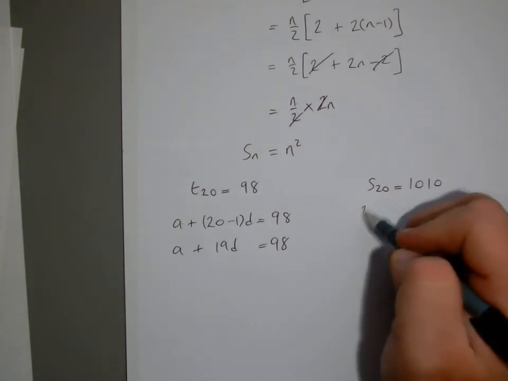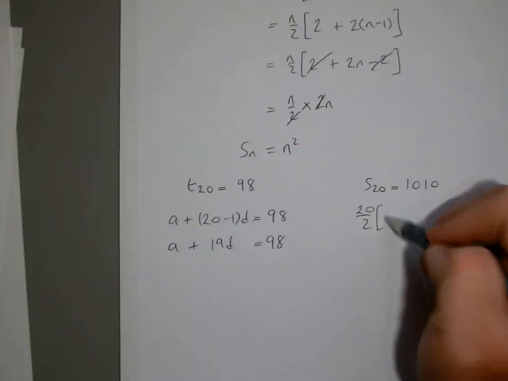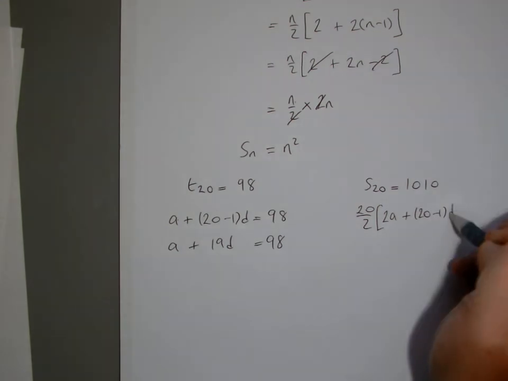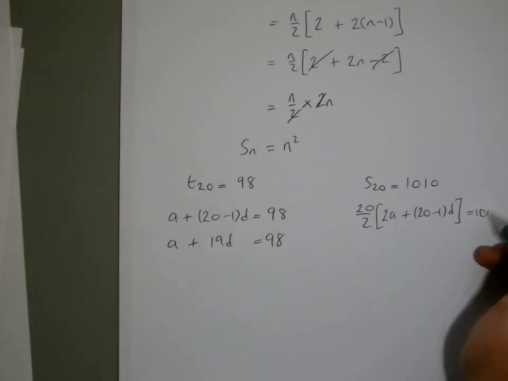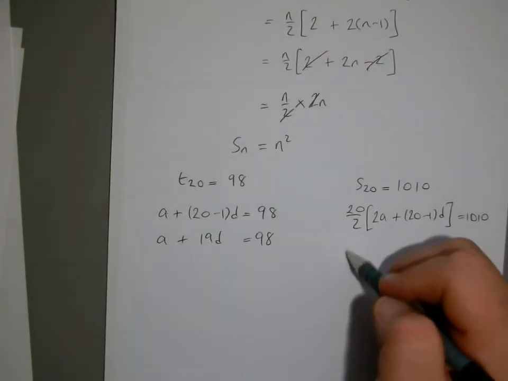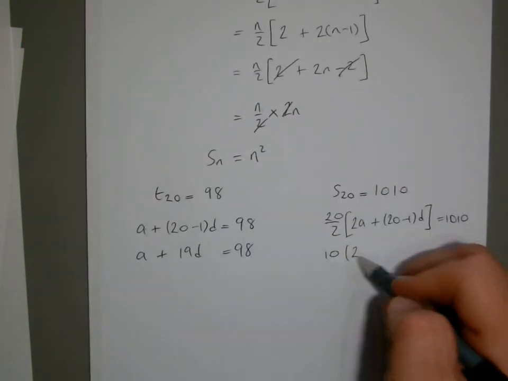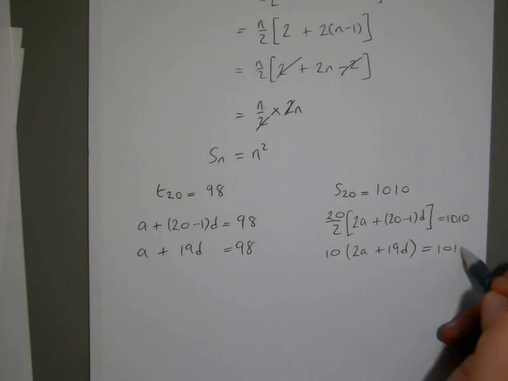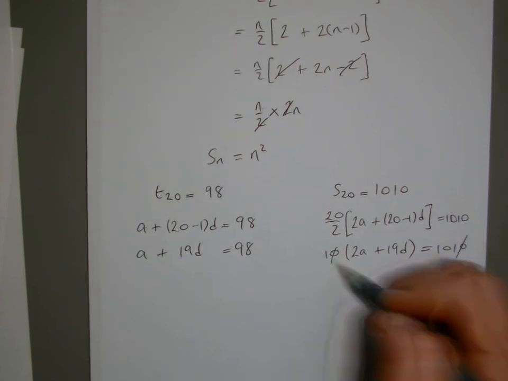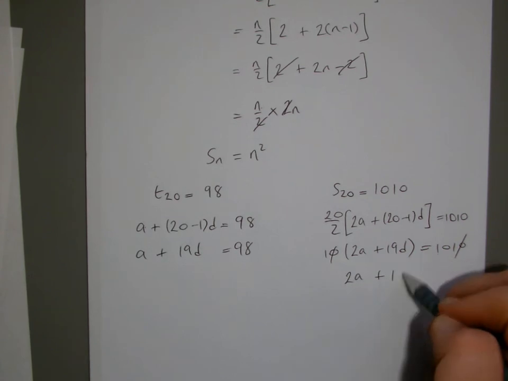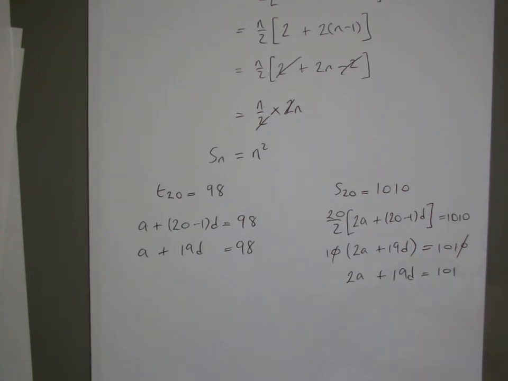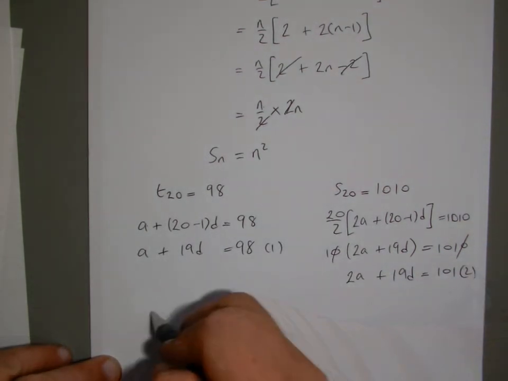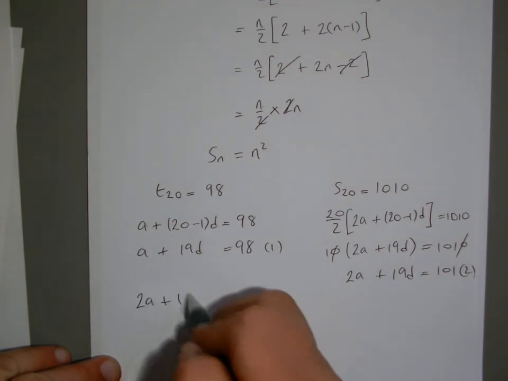Here then, the sum of 20 terms, so 20 over 2, 2a plus n minus 1, so 20 minus 1, d is equal to 1010. So 20 divided by 2 is just 10. In that bracket then I've got 2a plus 19d, and that equals 1010. So I can divide both sides by 10. So I get 2a plus 19d is 101. So it looks very similar to this equation here, but it is slightly different. So we can solve them simultaneously to work out what a and d is.